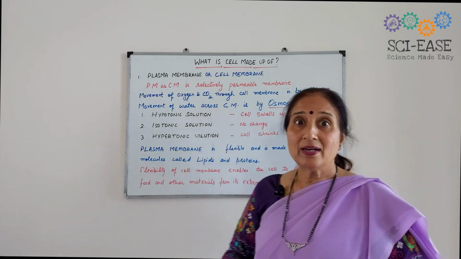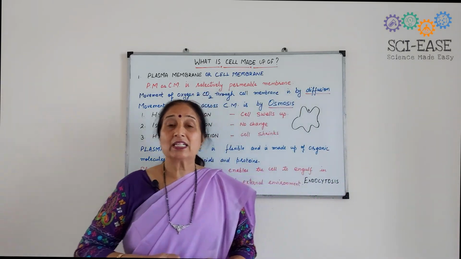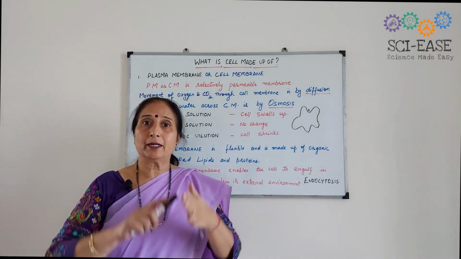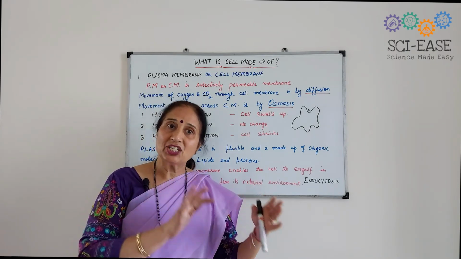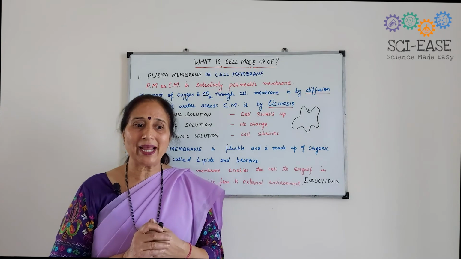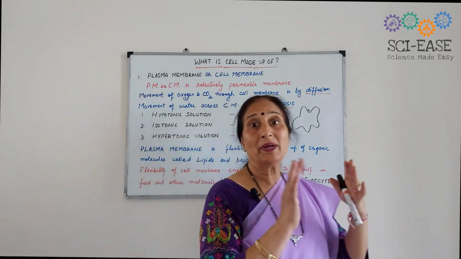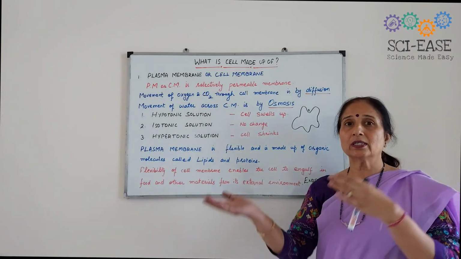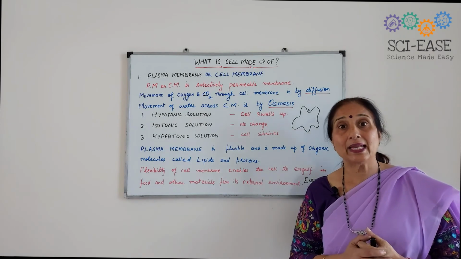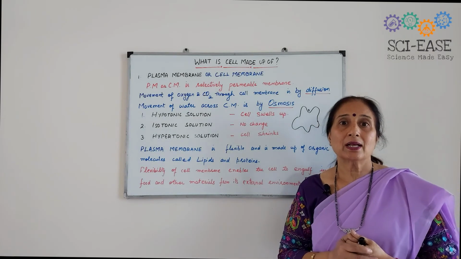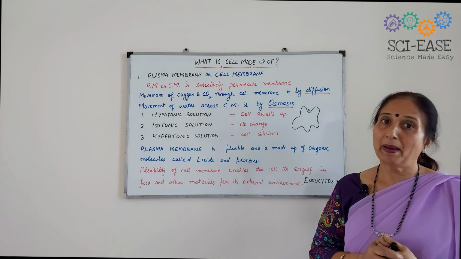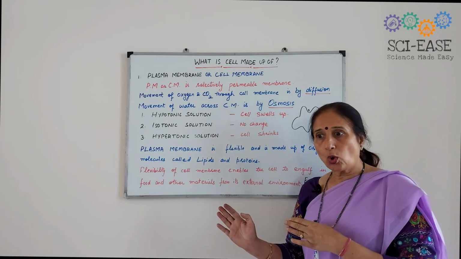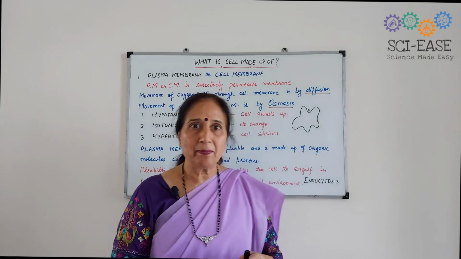So the cell membrane is a very, very important part of the cell, because the gaseous exchange takes place here, and there is movement of water or other materials through this selectively permeable or semi-permeable cell membrane. So that's all about the plasma membrane.